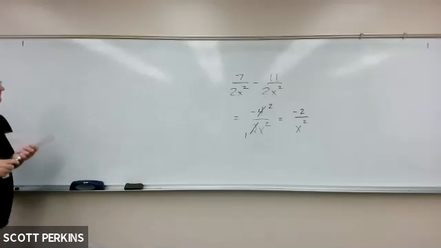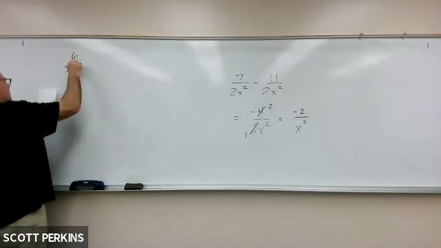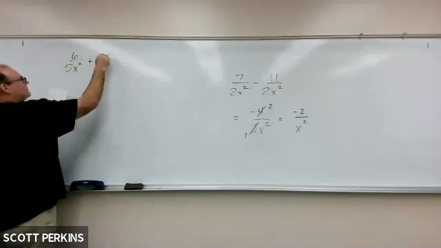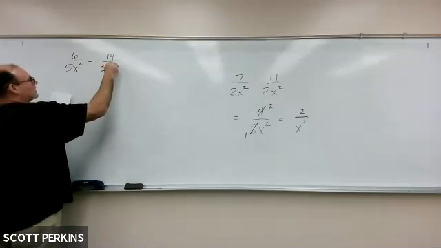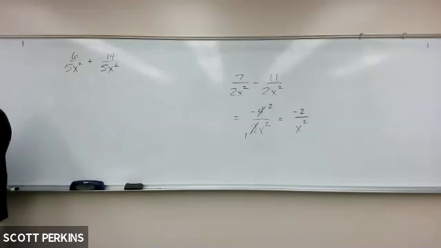So here's your first one. You've got 6 over 5x squared plus 14 over 5x squared. Go ahead and add those and simplify what you get, please.